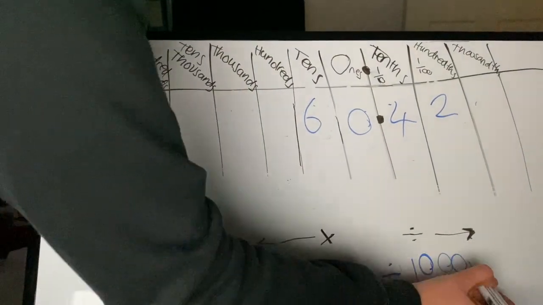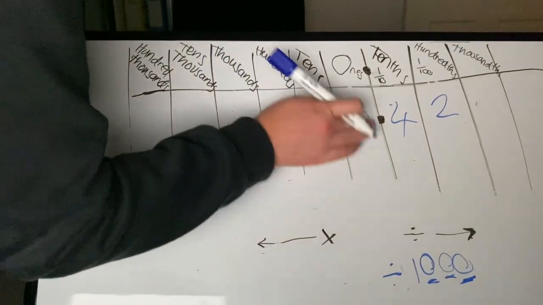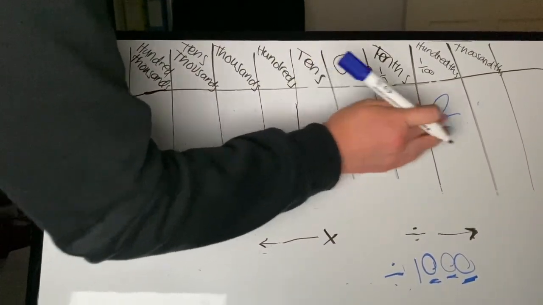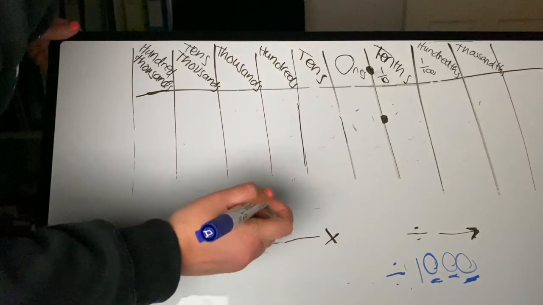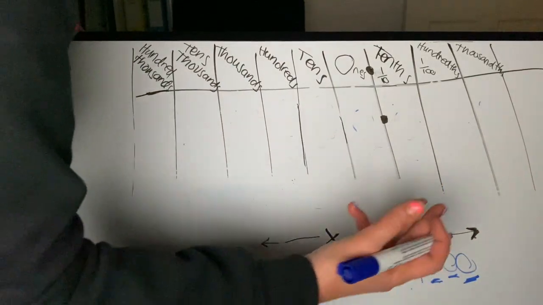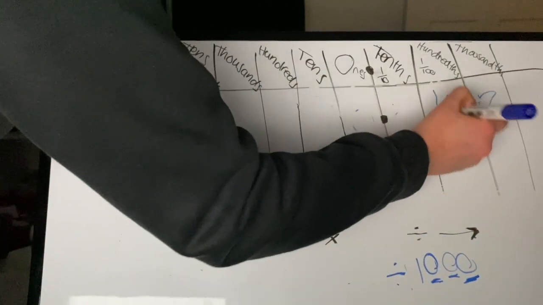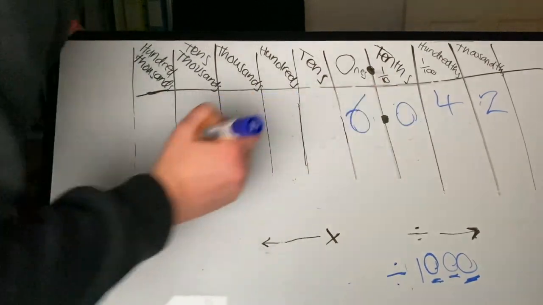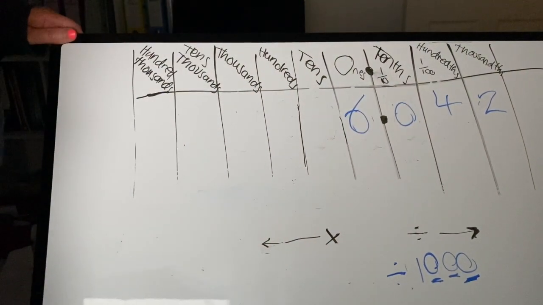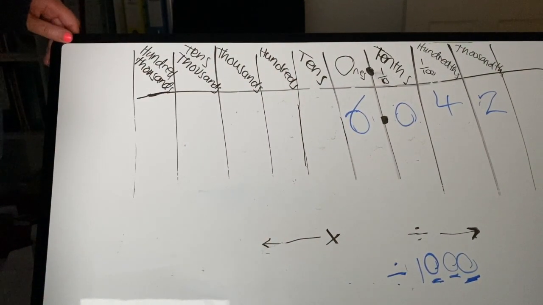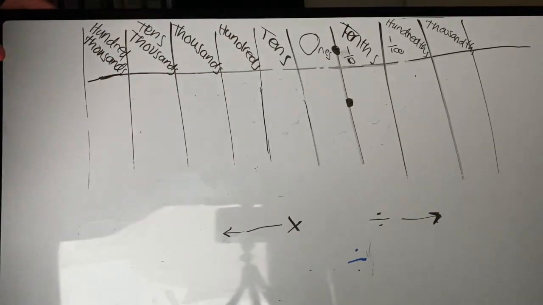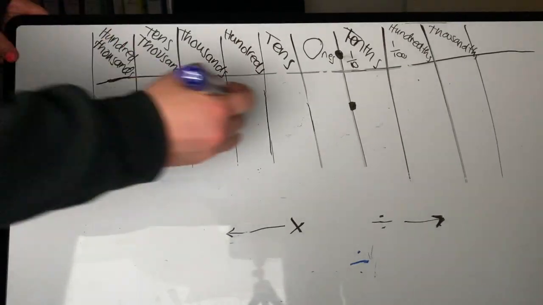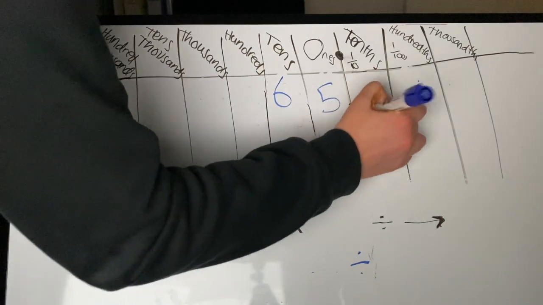If I was to divide that number by 1,000, the original one, I would need to move it another place value column to the right, so I've done 3 altogether now. My number has become 1,000 times smaller and is now 6.042. The next example I'm going to show you is with 65.2.